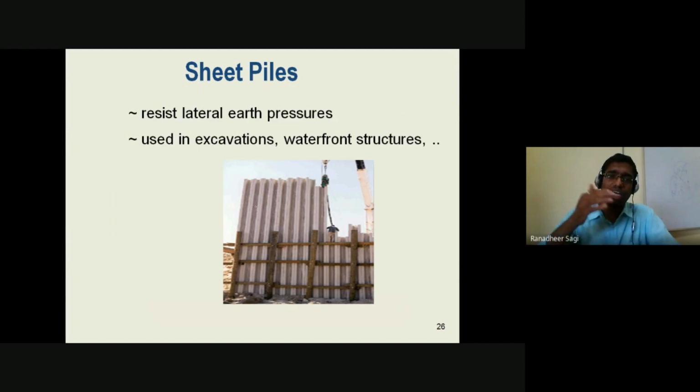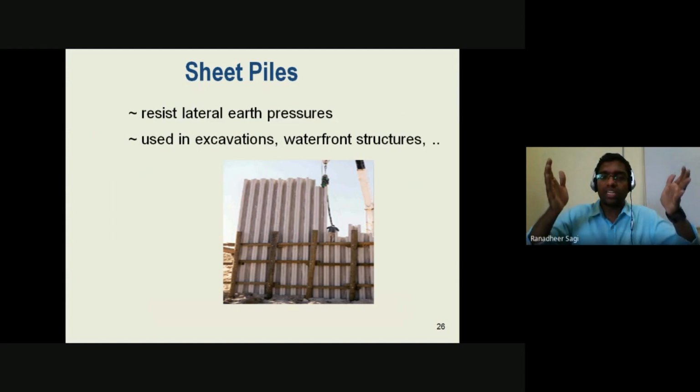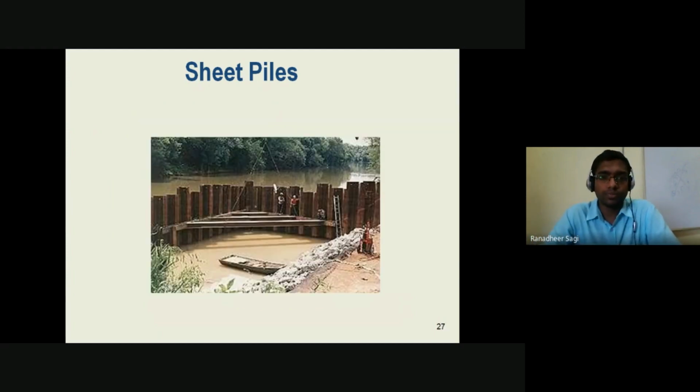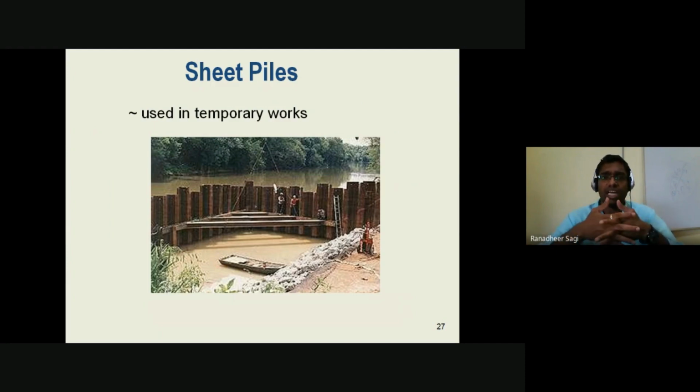So to prevent that, you try to excavate the soil, and the surrounding soil is going to be laterally restrained by driving some sheet piles into the ground, so that those sheet piles provide the lateral stability for the adjacent soil against the failure that is expected to happen in it. And these sheet piles can also be used as temporary structures in places where your water body is there.